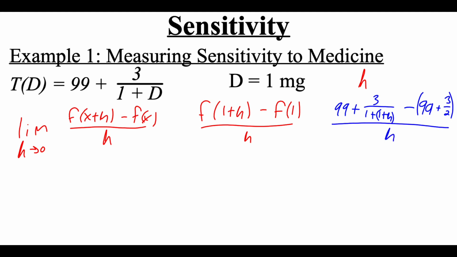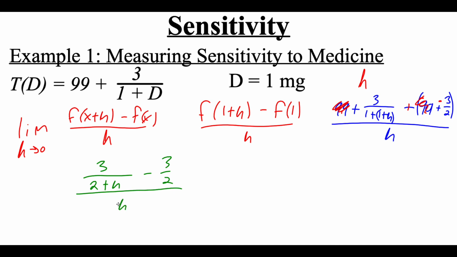Now I'm going to look at doing some simplifying on top right away. I'm going to distribute this negative in, so then I get a negative 99 and a negative 3 halves. And then what I notice is that this 99 in the front is going to cancel out with that negative 99 on the back. I can also combine these 1s on the bottom of this first fraction. 1 plus 1 would be 2. So we're going to end up with 3 over 2 plus h minus 3 halves all over h.